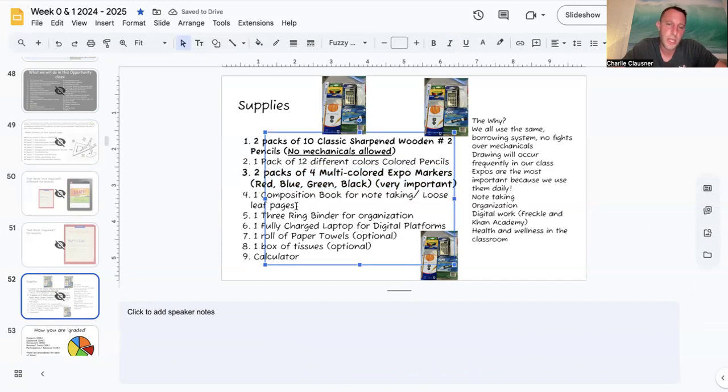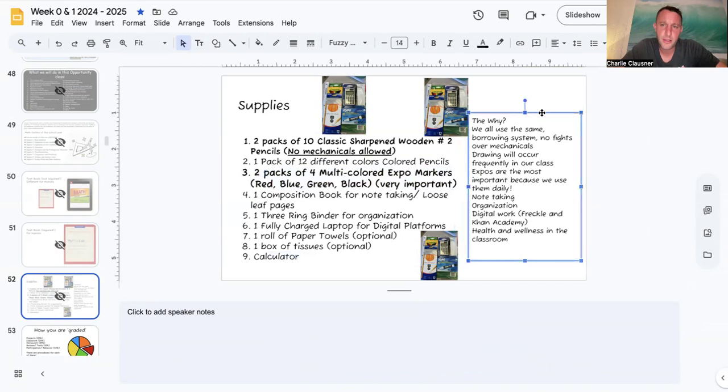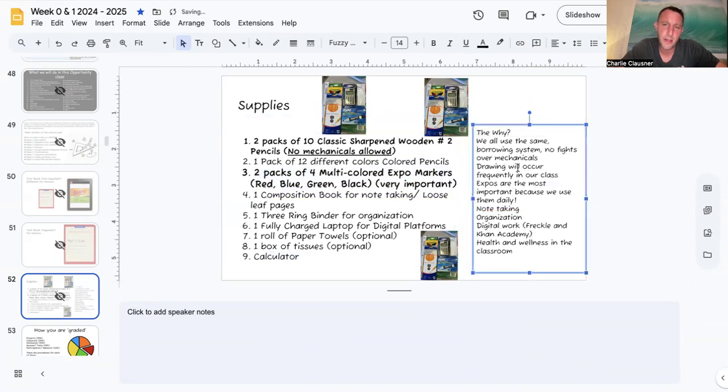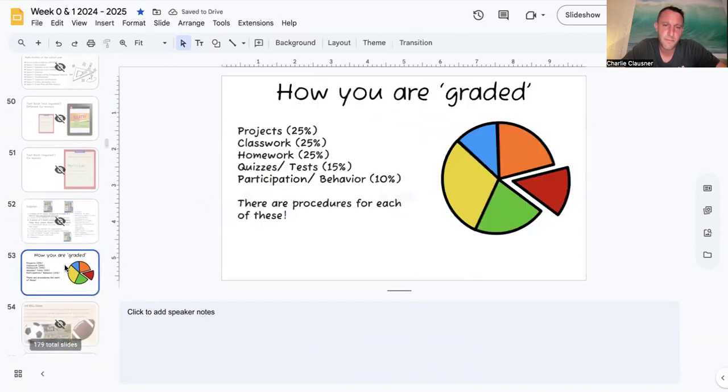And then note taking: a three-ring binder, they need their laptop, and then paper towels I use in the classroom, box tissues, and then a calculator. I do ask them to bring a calculator. It's really helpful. And then I always try to explain, well, why do we need these things? What am I asking you? And then I just talk about that.